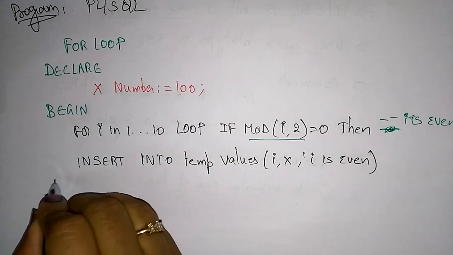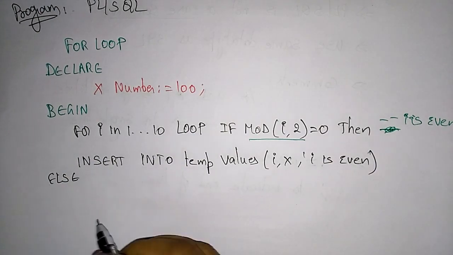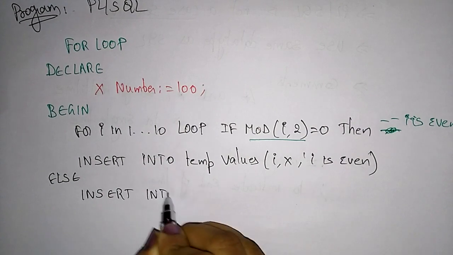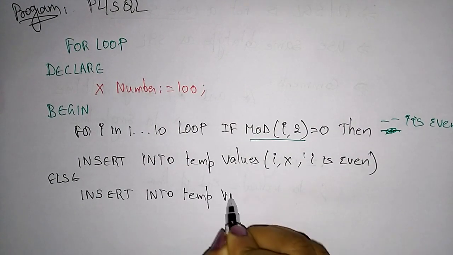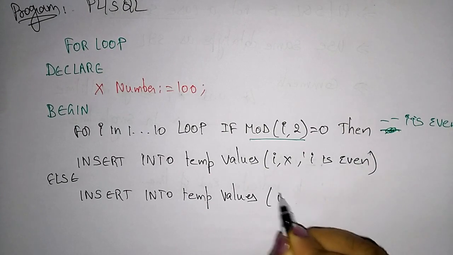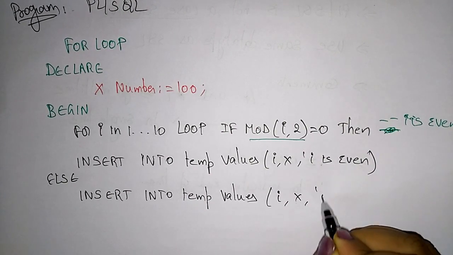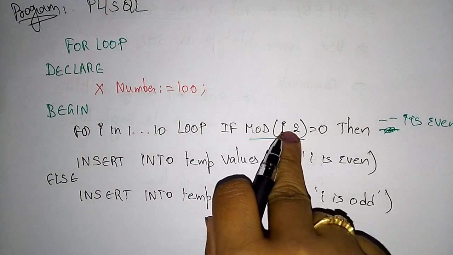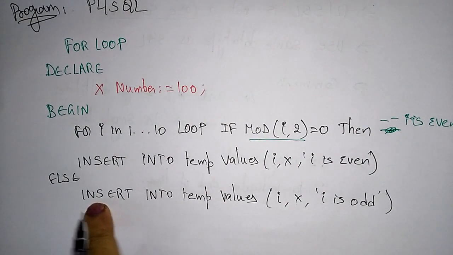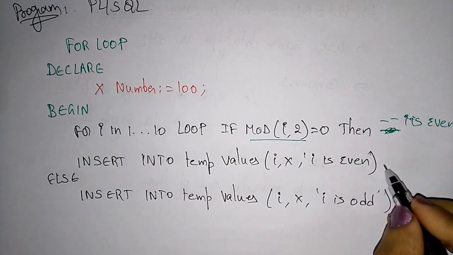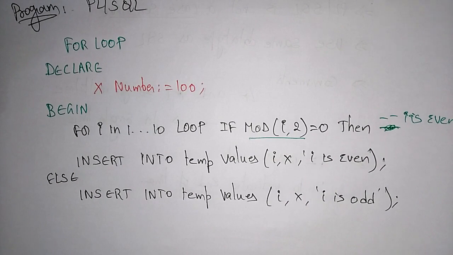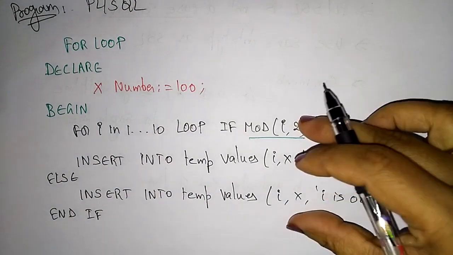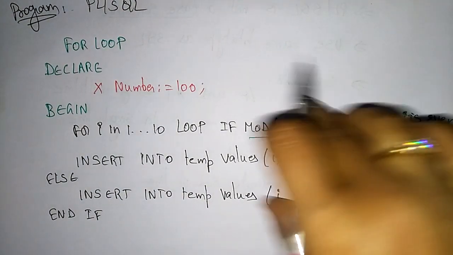ELSE, you have to insert into temp values (I, x, 'I is odd'). If this condition is not satisfied, you have to come to the else part, and this message has to be printed. Now END IF. So I ended the if condition only, but not the loop.